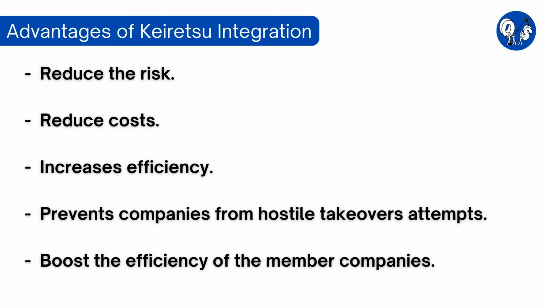Since most of the raw material comes from within the group, it helps to reduce costs. Moreover, it increases efficiency because of better coordination between the member companies. The member companies hold a stake in each other through cross shareholding. This prevents companies from hostile takeover attempts. The information sharing within the group helps to boost the efficiency of the member companies. The invention of the just-in-time inventory system is a good example of this type of sharing.